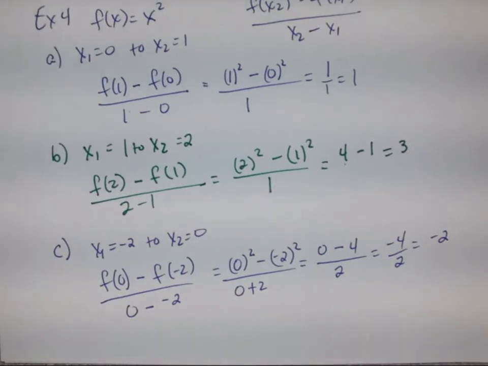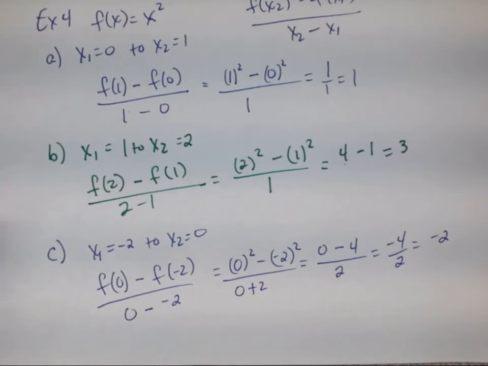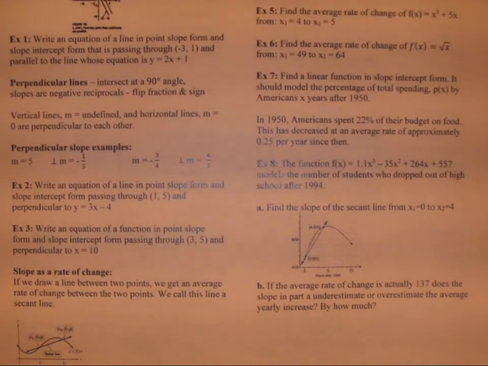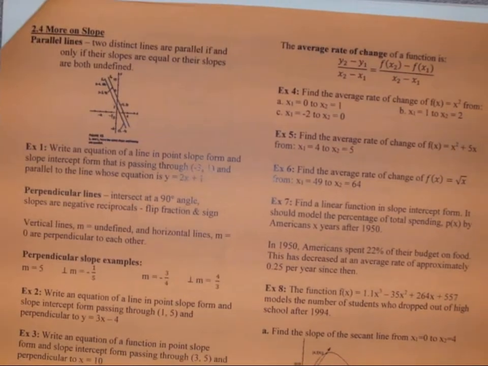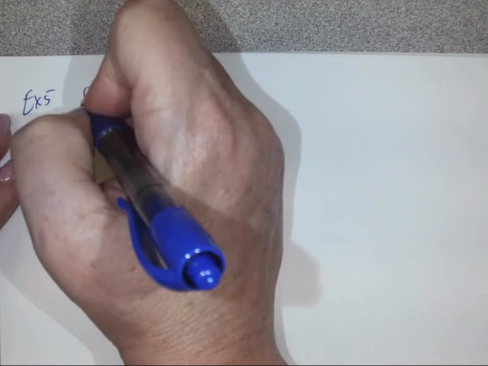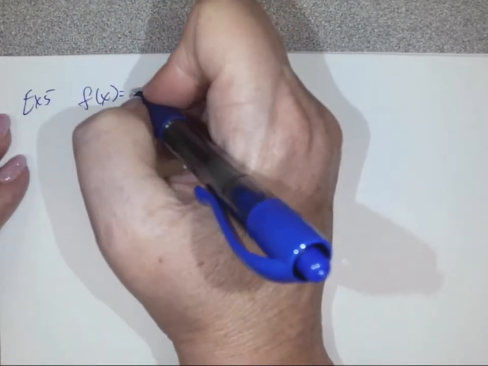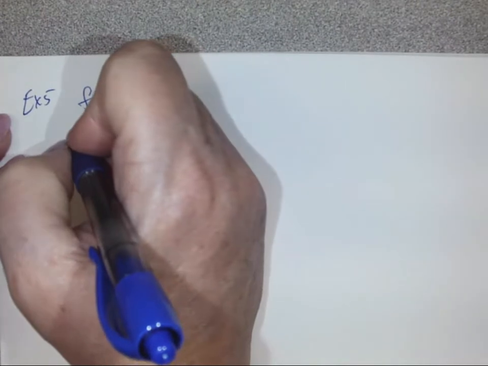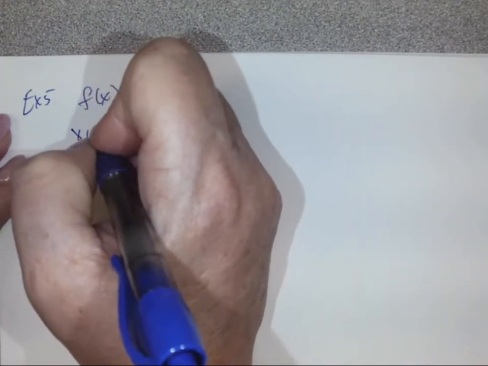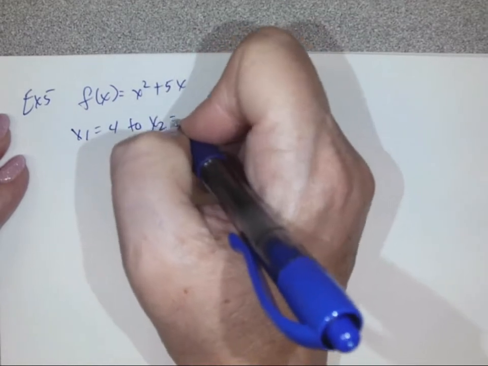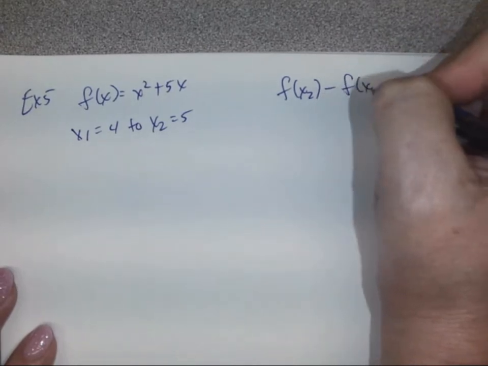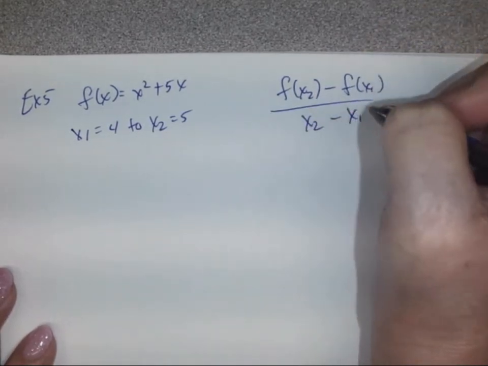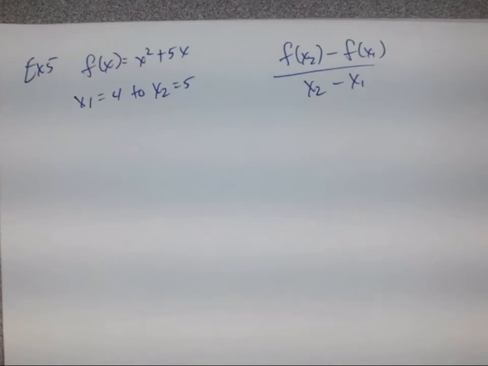All right, example 5. We're going to find the average rate of change of f of x equals x squared plus 5x from x sub 1 equals 4 to x sub 2 equals 5. So we have f of x equals x squared plus 5x, looking for x sub 1 equals 4 to x sub 2 equals 5. Remember, it's f of x sub 2 minus f of x sub 1 over x sub 2 minus x sub 1. The more you write those formulas, the more you will know them.